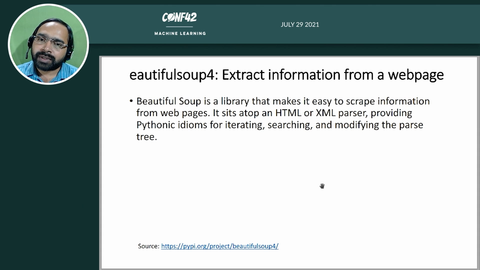It is used to extract the information from a web page. So if you have performed web page scraping, then you are familiar with this package. So that is Beautiful Soup 4. It's a library that makes it easy to scrape information from web pages. It sits atop an HTML or XML parser, providing Pythonic idioms for iterating, searching, and modifying the parse tree.